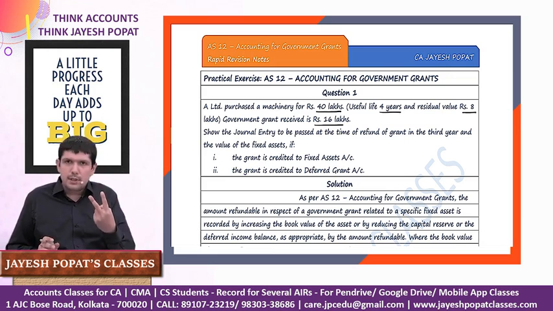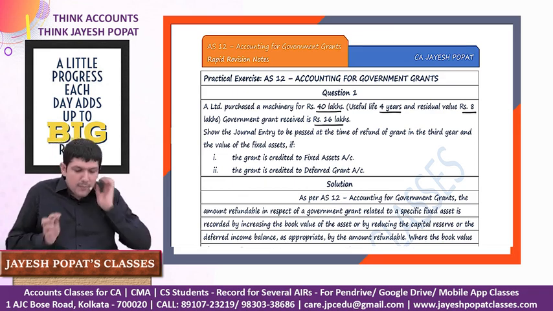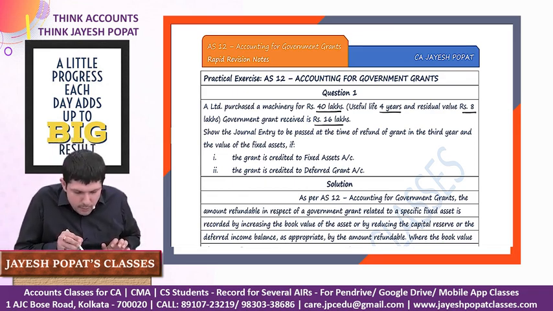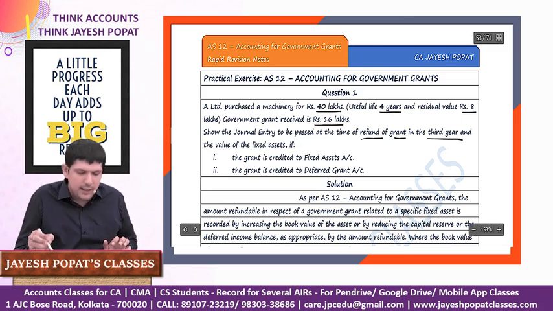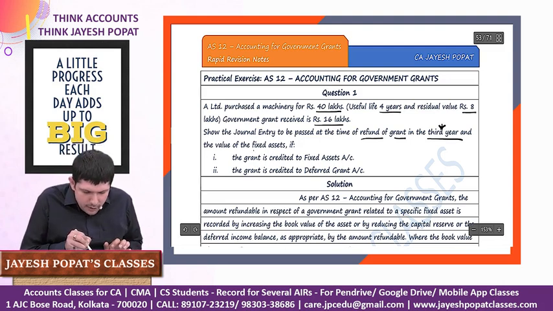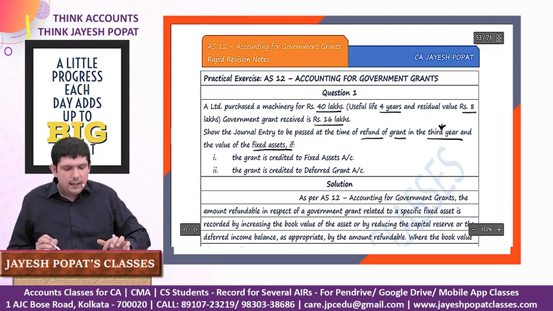Here I have two options to deal with it. Either I can reduce this 16 lakh from the book value of the asset, which is the first method, or I can treat this 16 lakh as a deferred income, which is the second approach. So the journal entry to be passed at the time of refund of grant in the third year, right? The grant is becoming refundable in the third year, and the value of the fixed asset at the end, right?